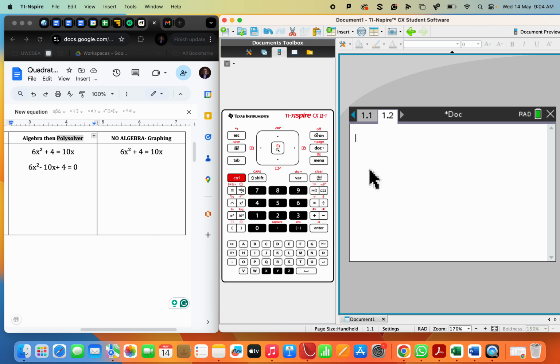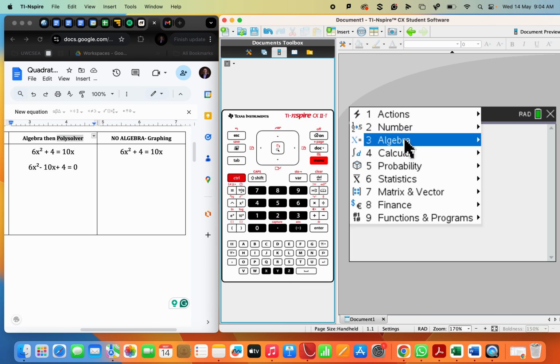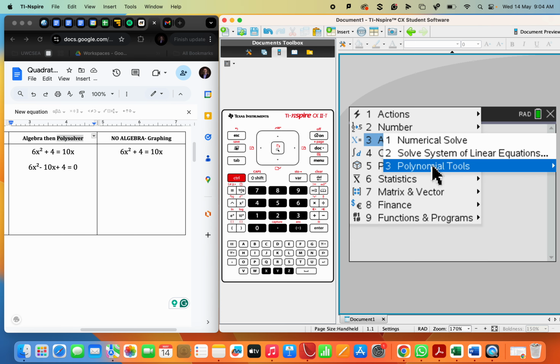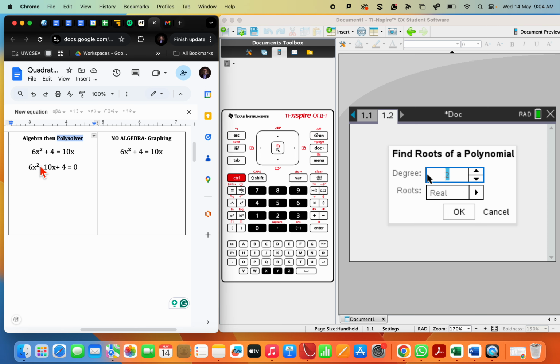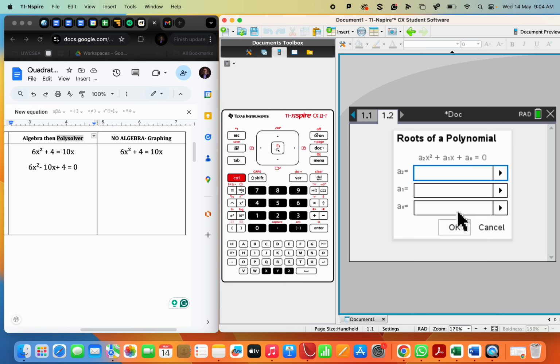So go to our TI-Nspire, menu, algebra, polynomial tool. Polynomial means many terms. Find roots of polynomial. The degree of the polynomial is 2 because it has an x squared. This will also solve x cubed, so x to the 4, x to the 5. Press OK. And now can you see the format? It says a of 2 x squared plus a of 1 x to the 1 plus a of 0.